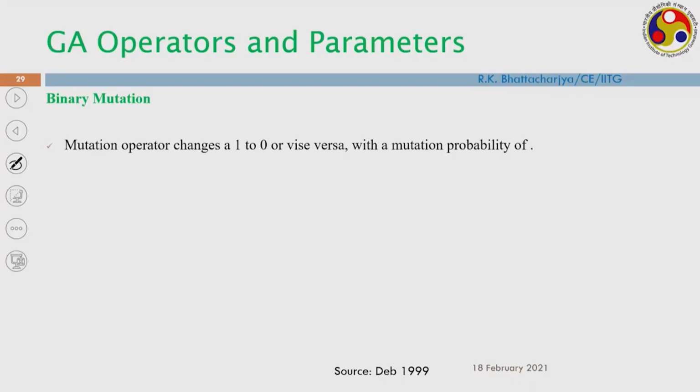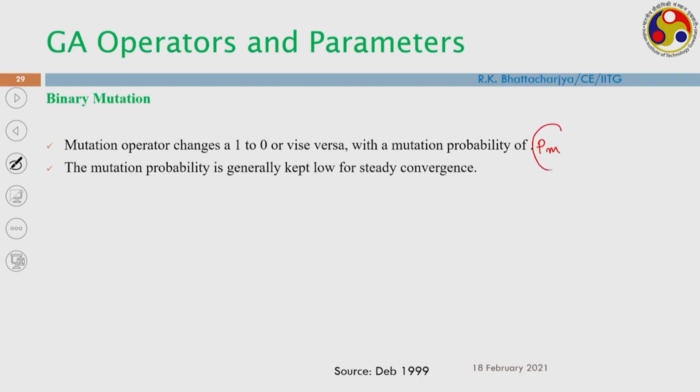Binary mutation. In this case, the mutation operator changes a 1 to 0 or 0 to 1 with a mutation probability of PM. Just like crossover probability, here also we are defining a mutation probability, but the mutation probability is generally kept very low for steady convergence. Otherwise, you are moving here and there and you may not converge towards the optimal region. Therefore, the mutation probability is generally kept very low.